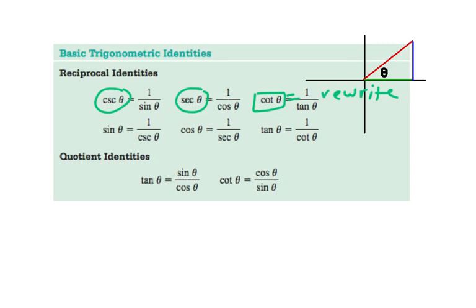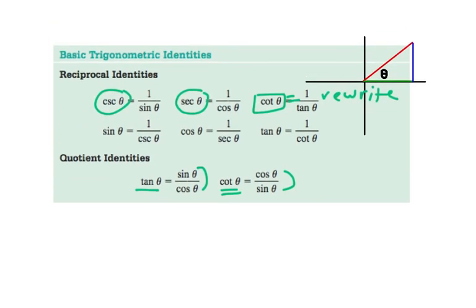The next piece is quotient identities, so just understanding that tangent is actually sine over cosine, and then cotangent, of course, is the reciprocal of that. These are things that we're going to use to cancel things and make things work within the problems that we have.